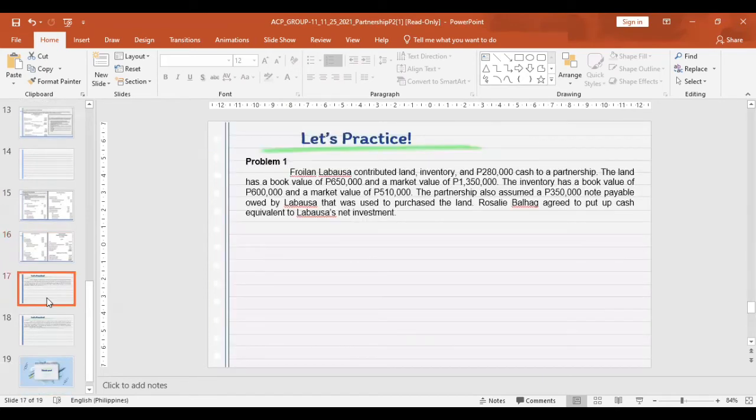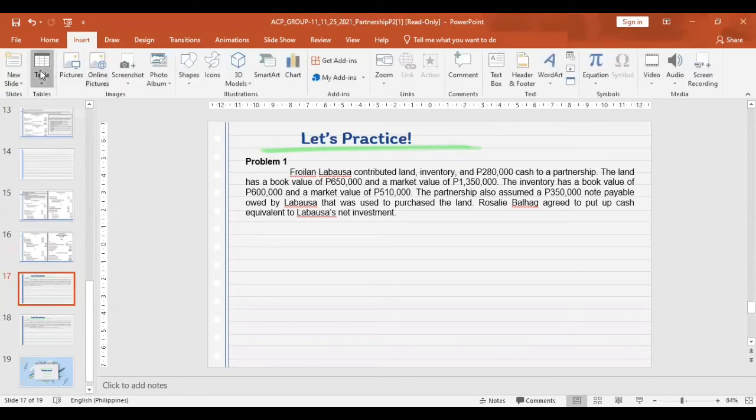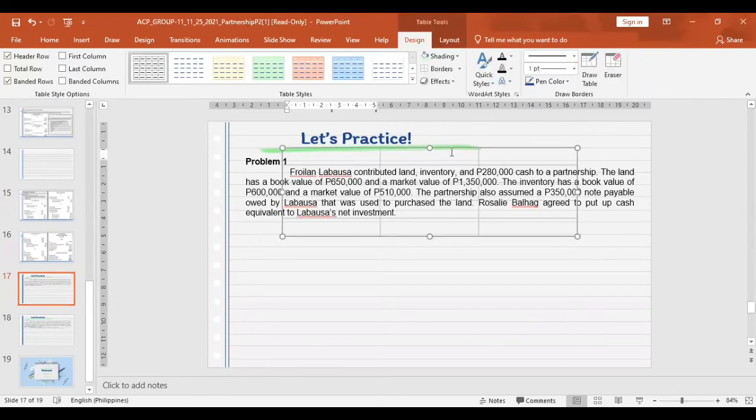So, let's practice. Florian Labosa contributed land, inventory, and 280,000 cash to a partnership. The land has a book value of 650,000 and a market value of 1,350,000. The inventory has a book value of 600,000 and a market value of 510,000. The partnership also assumed a 350 notes payable owed by Labosa and used to purchase the land. Rosalie Banlag, yun yung kapartner niya, agreed to put up cash equivalent to Labosa's net investment. So, paano natin i-entry yan?